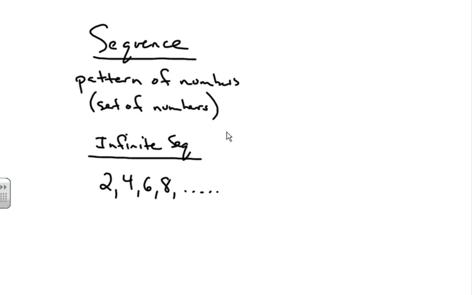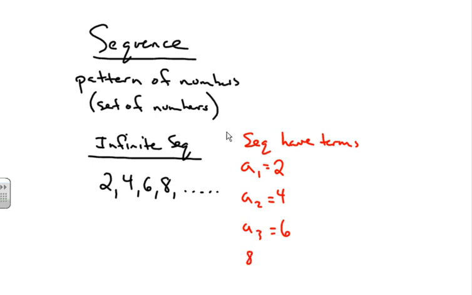Well, in a sequence, since we have a set of numbers, we can define these different numbers as terms. Sequences have terms. So in this first one, we would say term 1, and we would go a sub 1. A sub 1 is equal to 2. A sub 2, our second term, is going to be 4. Our third term is going to equal 6. And then a sub 4, not our eighth term, but our fourth term, is going to equal 8.